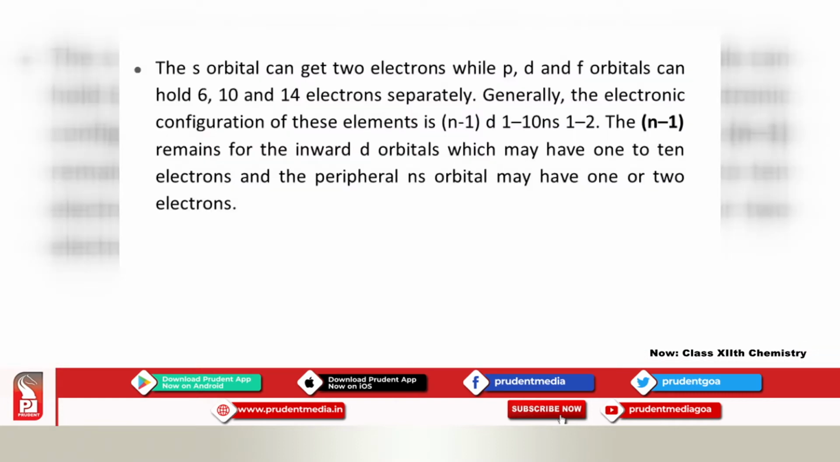The S orbital can hold 2 electrons, and the P, D and F orbitals can hold 6, 10 and 14 electrons respectively. We have seen in the periodic table that the S block has only 2 groups, because S can hold only 2 electrons. The same is the case with the P block element, which has 6 vertical columns or 6 groups, because it can hold only 6 electrons. The same is the case with the D block element. It can hold 10, because of that it has 10 columns or 10 groups, and next is 14 electrons, because F can hold 14 electrons.